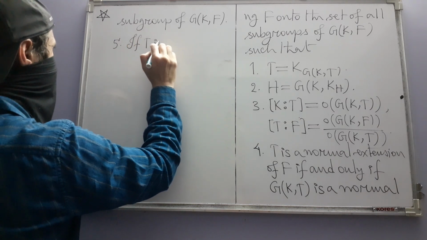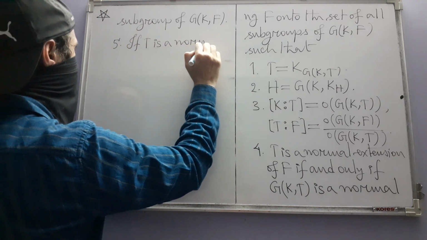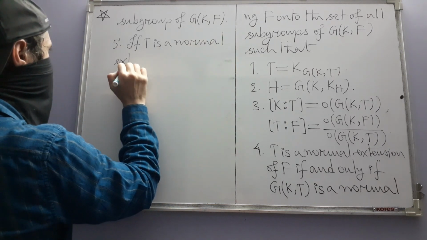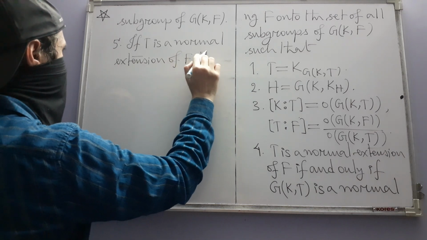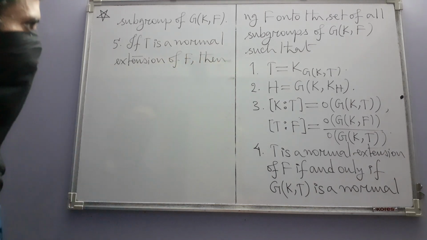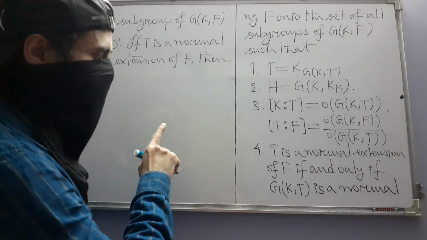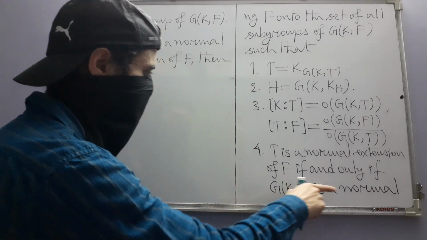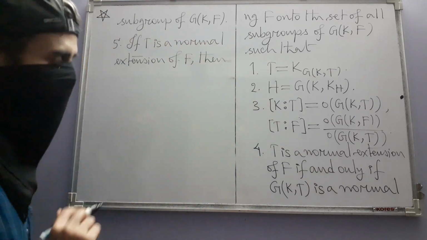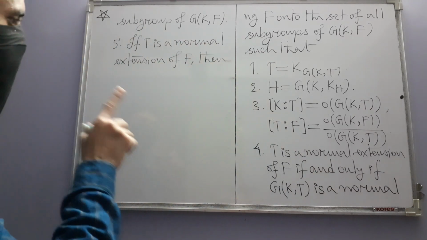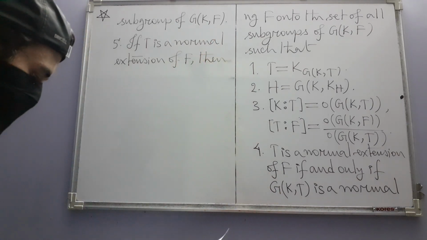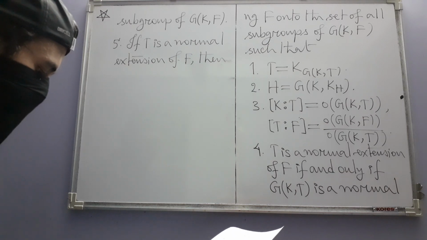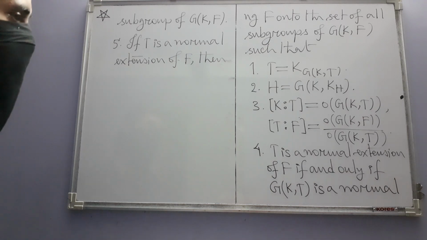If T is a normal extension of F, then obviously this is a normal subgroup of this by part 4. So you can consider the quotient of the Galois group by this normal subgroup. Now that quotient becomes isomorphic to the group G, T, F.